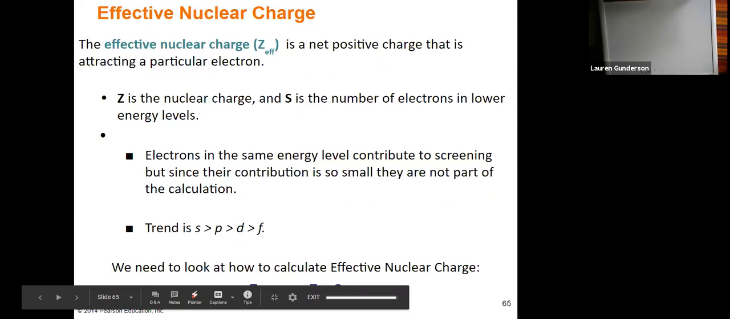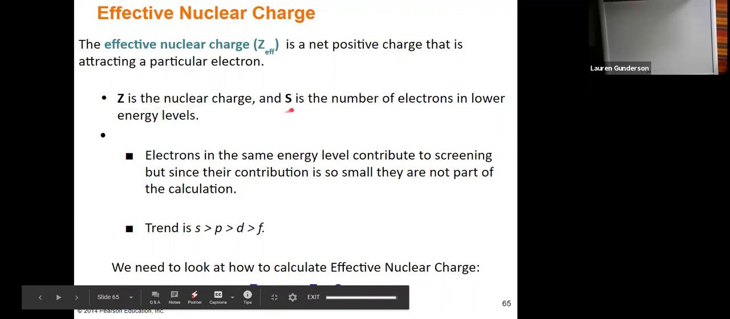Let's talk more about this effective nuclear charge and shielding. We started to talk about it earlier, but we're going to talk about how to calculate it now. And again, this is the actual positive charge that a particular electron is going to feel. So when we're doing an effective nuclear charge calculation, we're actually going to be looking at 2 values. Z is the nuclear charge, which is going to be equal to the atomic number. The nuclear charge is the number of protons in the nucleus. That's equal to the atomic number. That's why it's labeled Z.